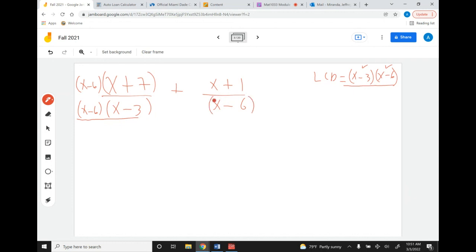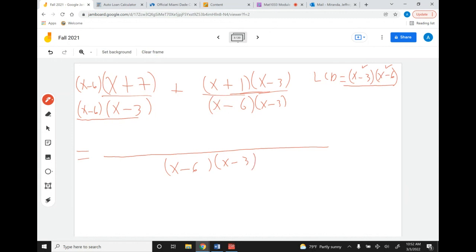The second term, what am I missing here? Well, what I am missing here is x minus 6. No, x minus 3, I'm sorry. X minus 3. So look what I have now. I have a mess. So let's clear this mess a little bit. I'm going to write my denominator. This is going to be my least common denominator.